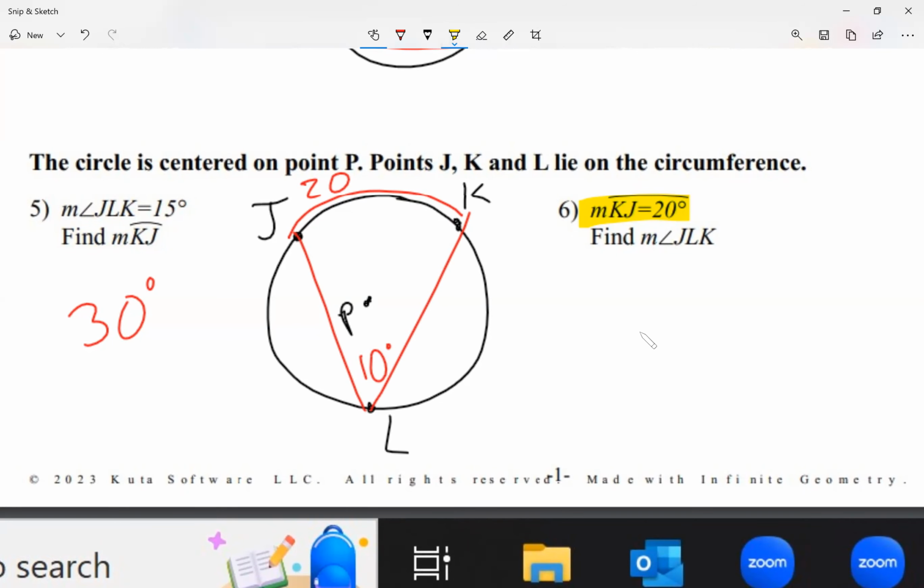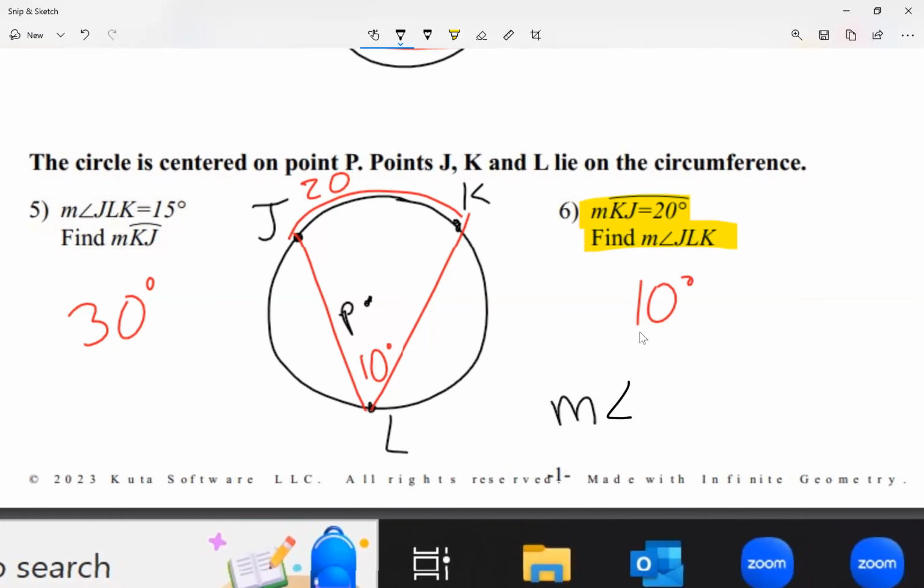Now let's see, what do I have here? Find the measurement of angle JLK. Well, I already knew that, 10 degrees. Now, let me give you another example, because I could have even asked, find the measurement of angle JPK.